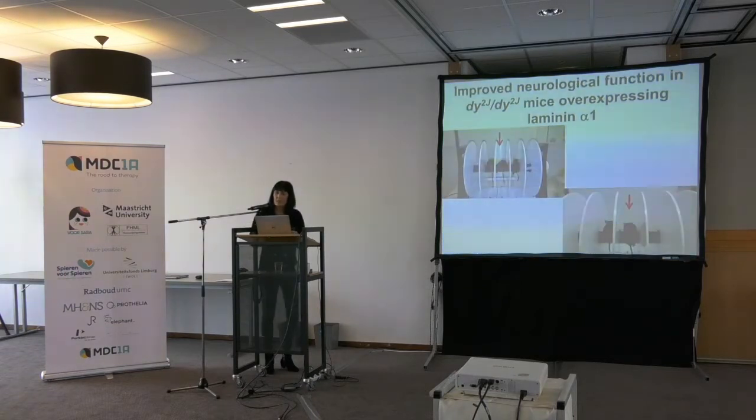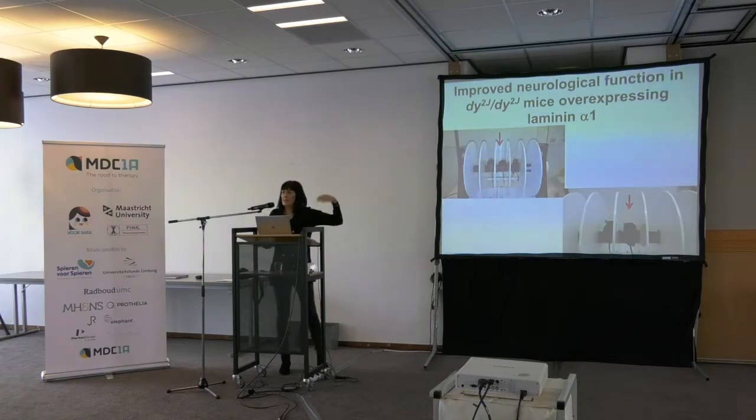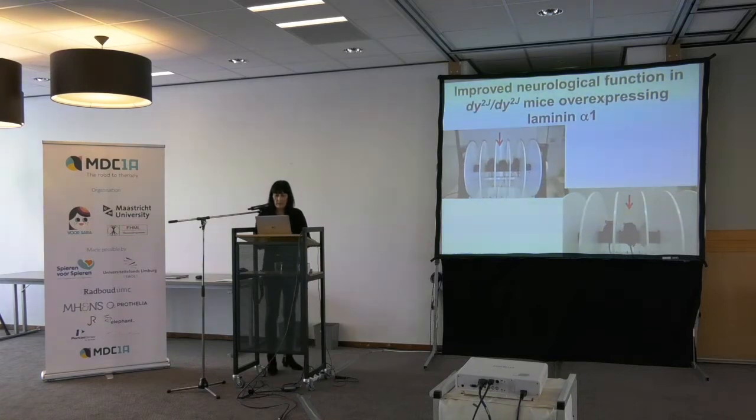I have yet another video. So here we place mice on a rotating rod at different speeds. In that way we are measuring the neurological function. So this mouse to the right here, that's a DY2J mouse, and you're going to see that this mouse cannot stay on the rotating rod, not even at low speeds, because it's falling off. This mouse here is expressing laminin alpha 1 chain. You can see eventually he falls off, and this is a very low speed.